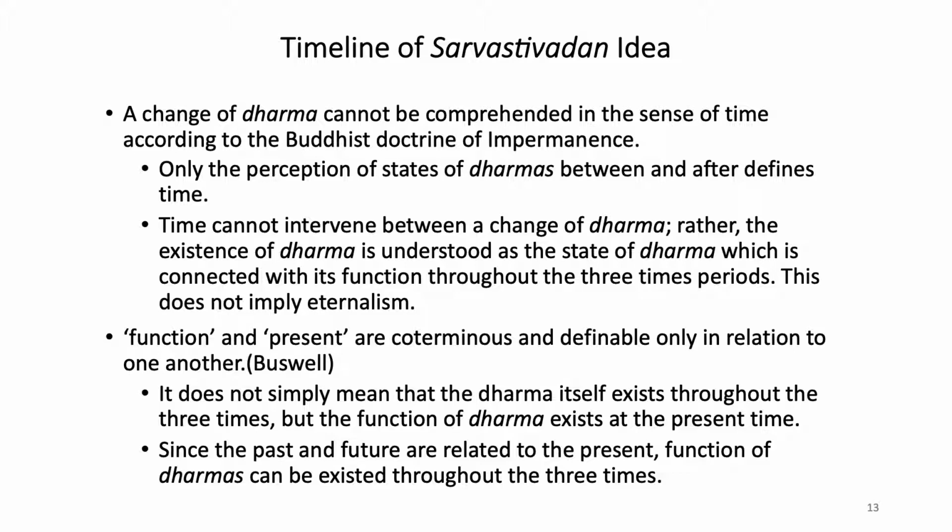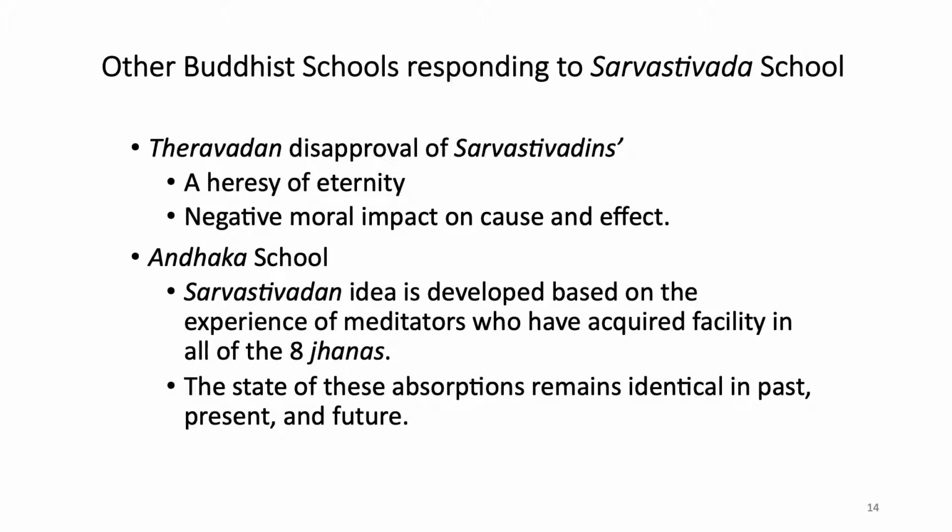It does not simply mean that the Dharma itself exists throughout the 3 times, but that the function of Dharma exists at the present time. Since the past and future are related to the present, the function of Dharma can exist throughout the 3 times. How do the Buddhist schools view this idea?